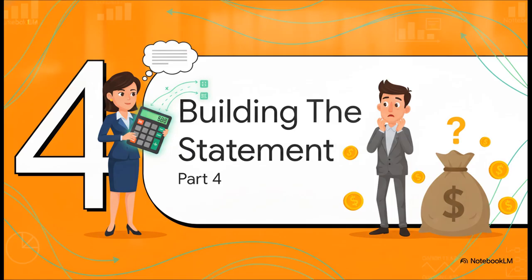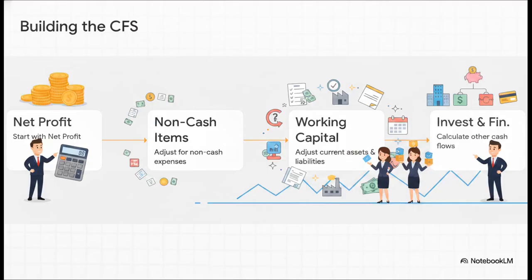Let's get into part 4, building the statement. So, how does our expert actually calculate this to find the missing cash? Well, you kind of have to work backward. It's a logical 4-step flow.